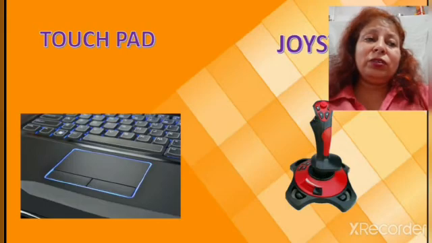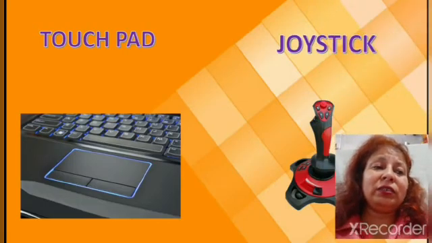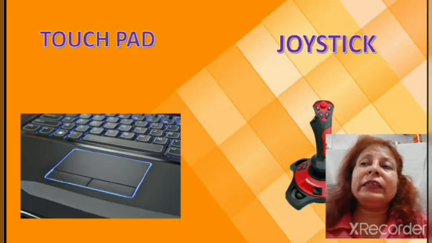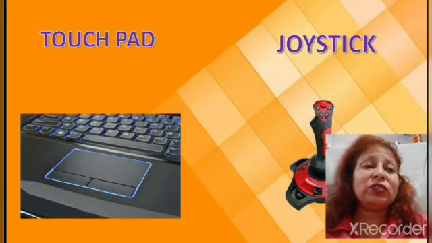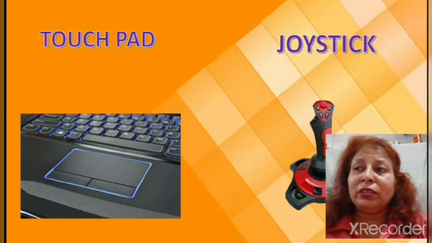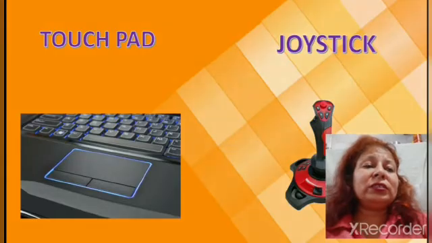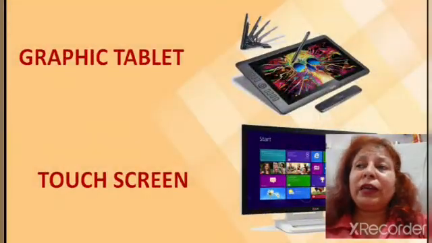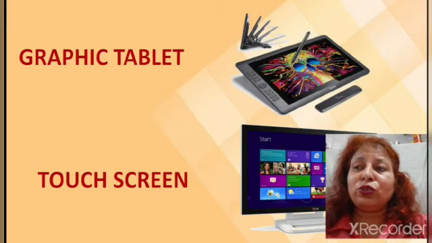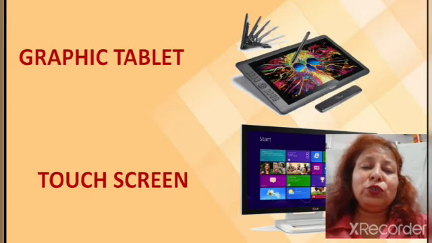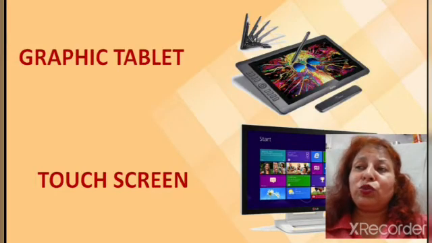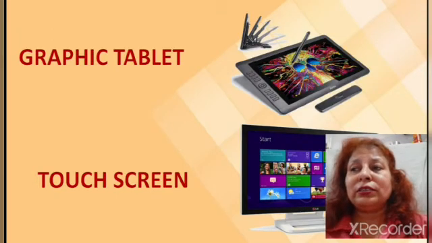Joystick is a device used for playing games. It's also a pointing device. The next is the graphic tablet. Graphic tablet is also called a digitizer. It's also an input device, but it uses a special pen known as a stylus to write on it. We can draw images on it through the stylus.